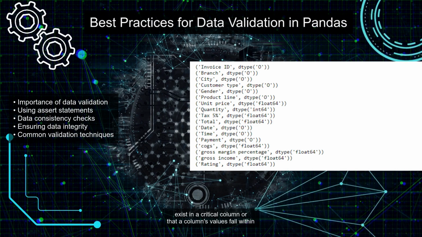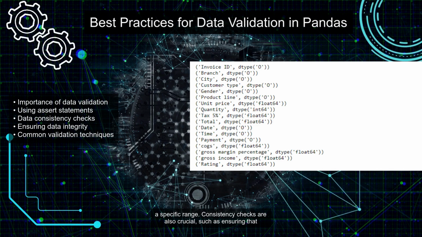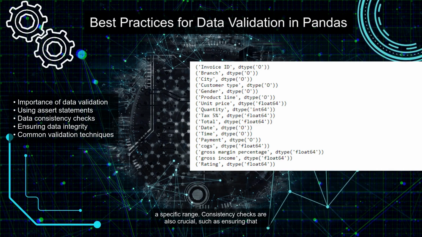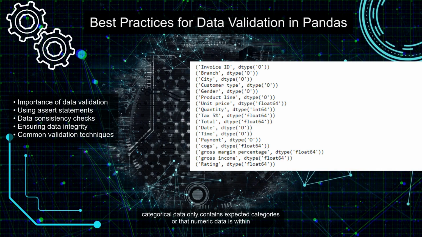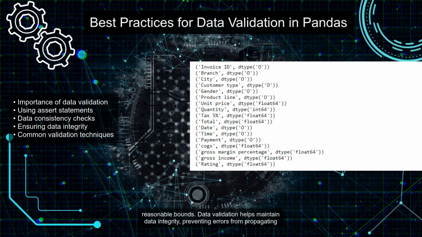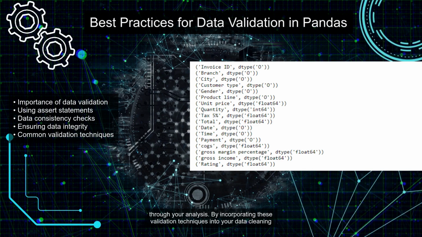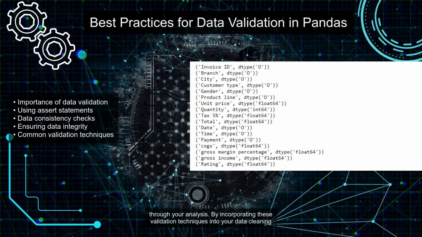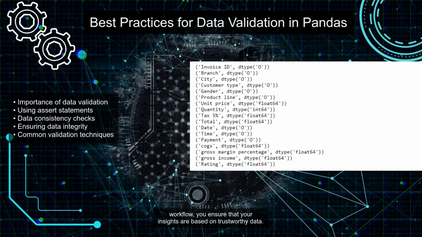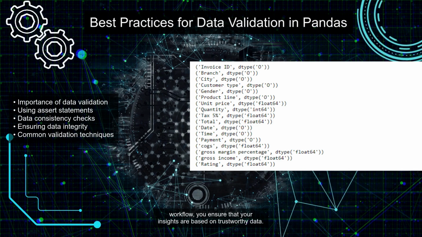within a specific range. Consistency checks are also crucial, such as ensuring that categorical data only contains expected categories or that numeric data is within reasonable bounds. Data validation helps maintain data integrity, preventing errors from propagating through your analysis. By incorporating these validation techniques into your data cleaning workflow, you ensure that your insights are based on trustworthy data.